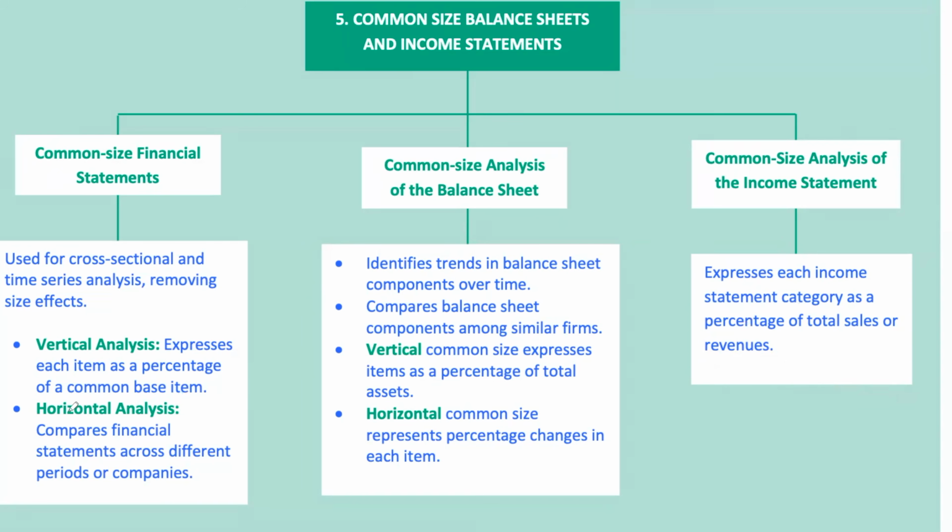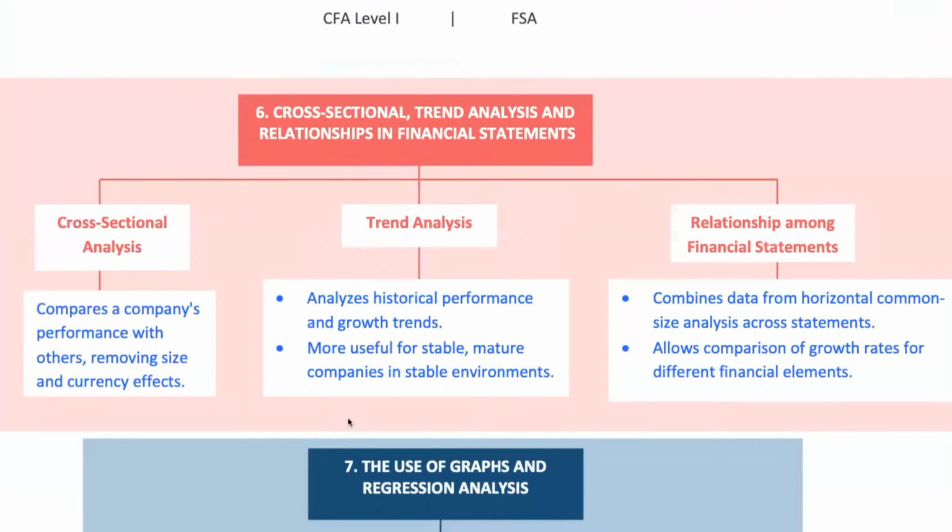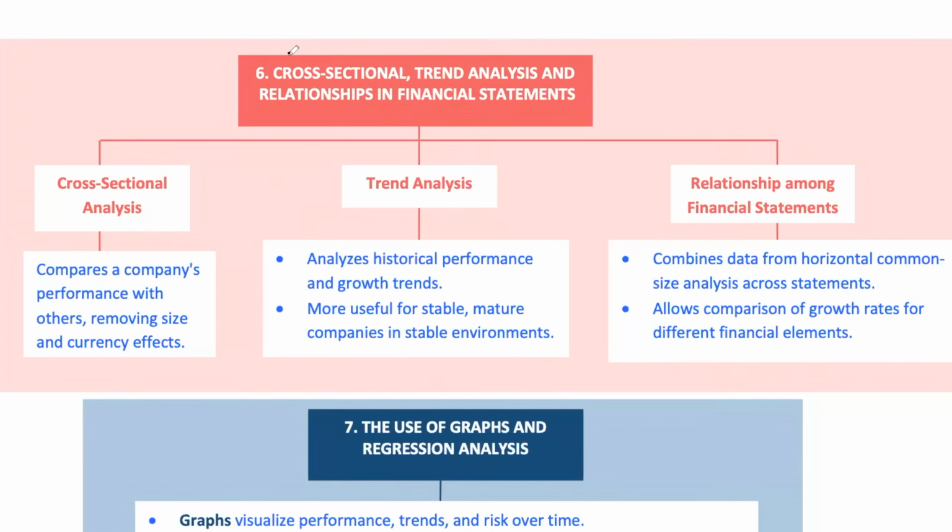Horizontal analysis involves comparing financial statements across different periods. We're looking at the percentage increase or decrease of each item over time. Cross-sectional analysis, or comparing a company against its peers, and trend analysis, which looks at how a company's performance changes over time, are both key.